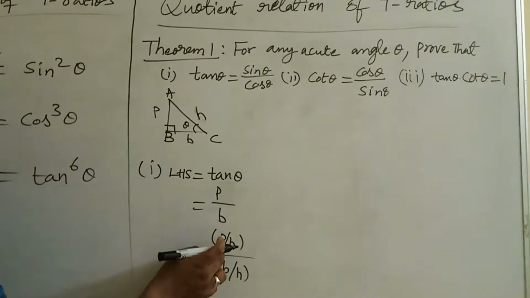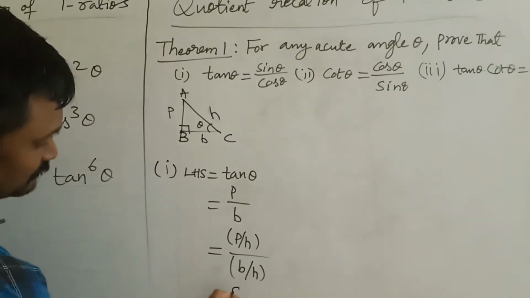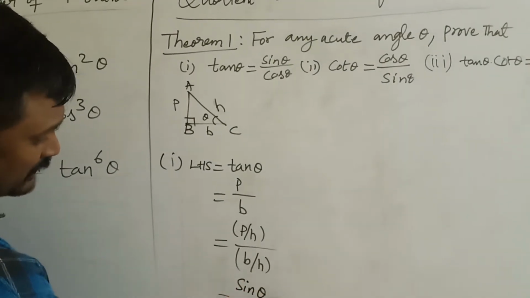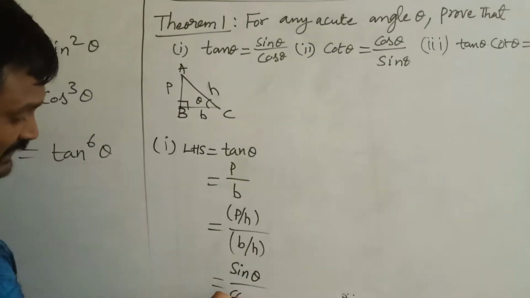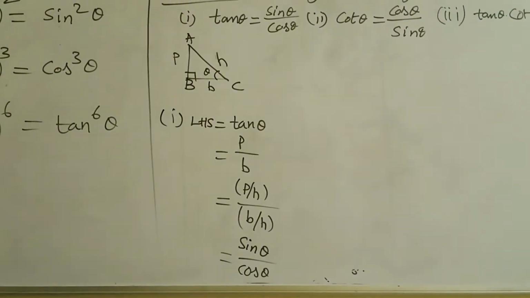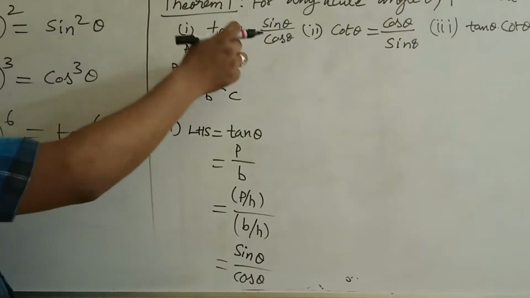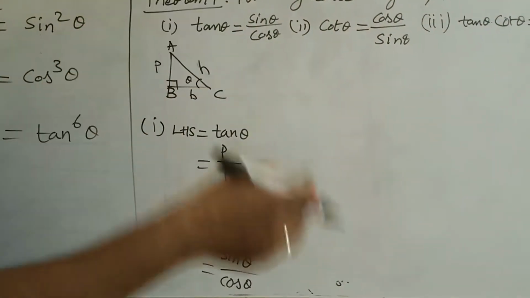Now, what is perpendicular upon hypotenuse? You know that is sin theta. What is base upon hypotenuse? You know that is cos theta. Okay? And you may have one doubt, sir: how can I remember this sin theta, cos theta, tan theta?